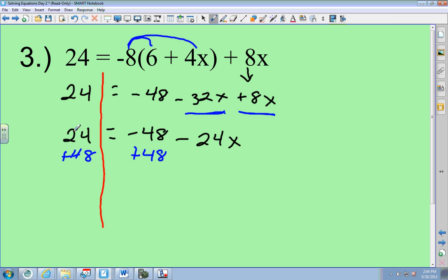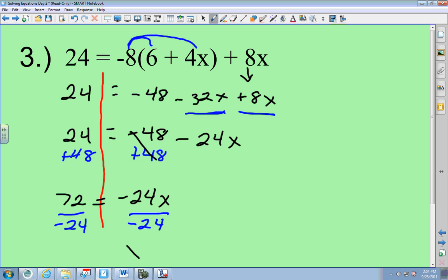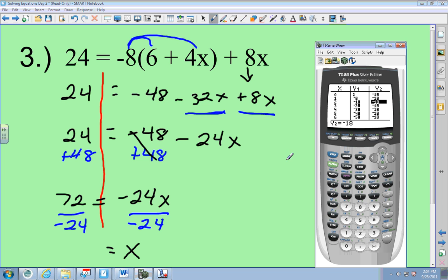So now here, I get 72 equals negative 24x. Divide by negative 24. I get x equals, oh golly, here we go. Let's go on my home screen here and put in 72 divided by negative 24. It's negative 3.